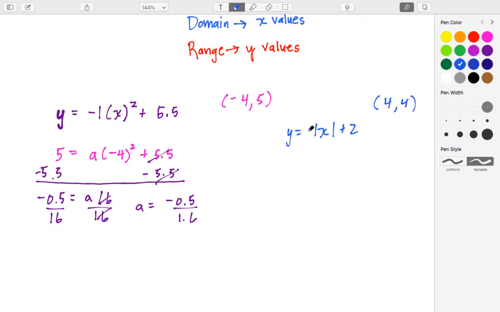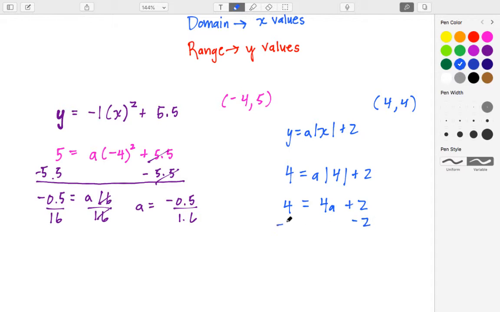So, and then we have the a value here. So I'm going to place in the y value, 4, which is from this point, is equal to a times the absolute value of x, again, is going to be that 4, and then I want to add 2 to that. Well, I'm going to go ahead and evaluate the absolute value of 4. Well, that's really just 4. So this is really 4a plus 2, and this side is 4. Now I want to solve for a.